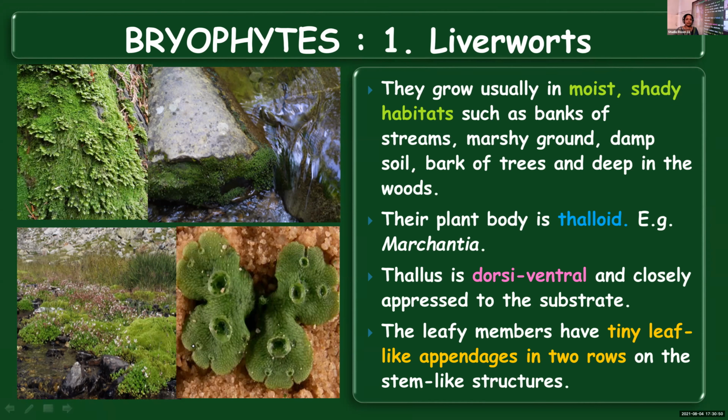In Thallophyta or algae also we said they have got an undifferentiated plant body or thallus. Here also the plant body is thalloid. It is not differentiated. Even though they have root-like, stem-like, leaf-like structures, these structures are not properly defined. So that is why we call the plant body thalloid. Even though some structures are there which resemble root, stem and leaf, they are not true stem, roots and leaves. One example for liverwort is Marchantia.